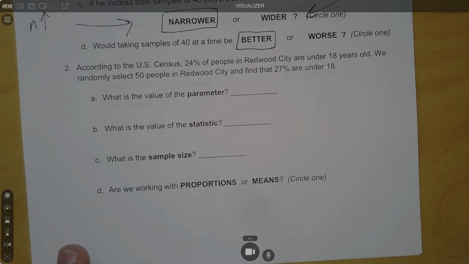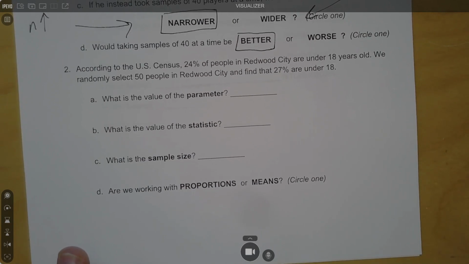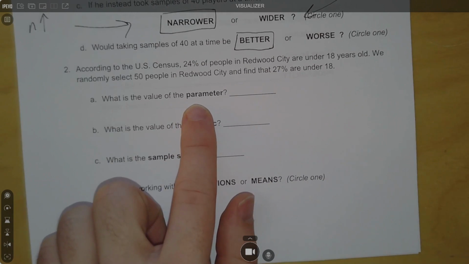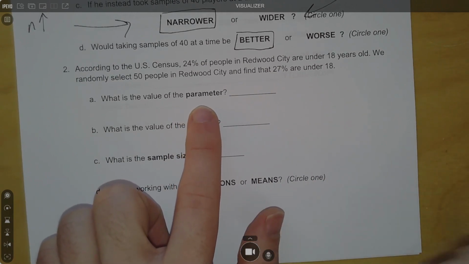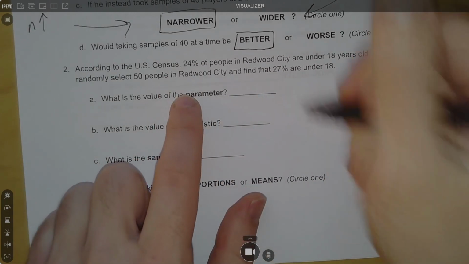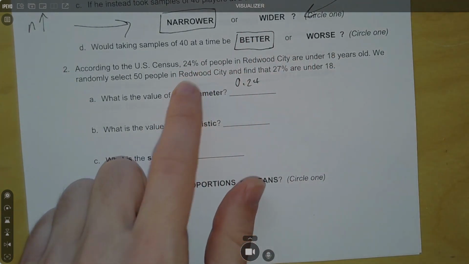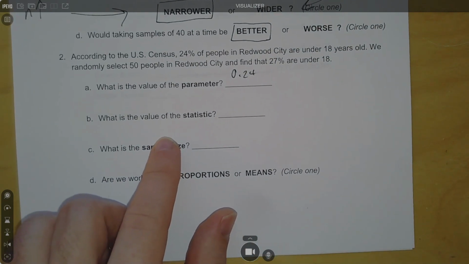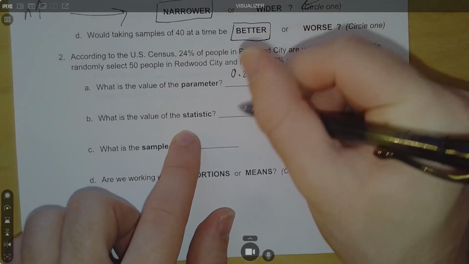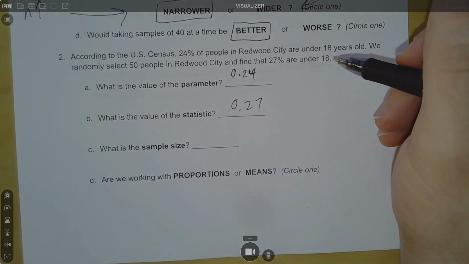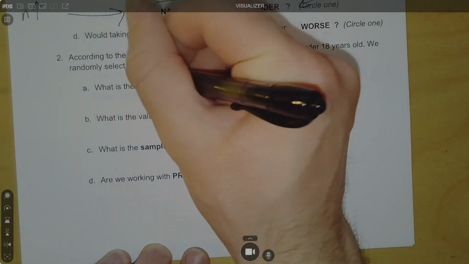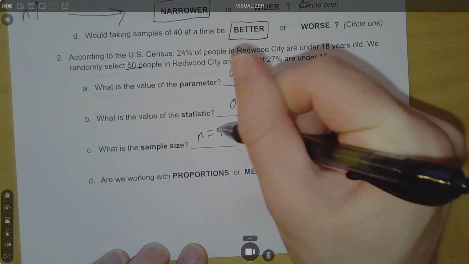According to the U.S. Census, 24% of people in Redwood City are under 18 years old. We randomly select 50 people in Redwood City and found that 27% are under 18. Okay, so what's the parameter? Well, the parameter again, that's the value of the population. So the parameter here is 0.24 because that's the number in all of Redwood City we're given that are under 18. Our statistic is the number that we just found. So we just found that 27% are under 18. Okay, the sample size again is given to us, that's 50, so n equals 50.